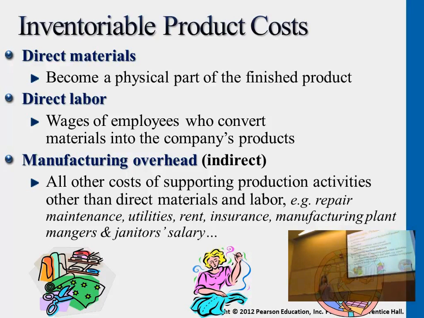A manager's salary for the entire factory, they oversee the entire production line, is also considered an indirect cost. Other indirect costs: repair and maintenance for the machines in the factory that produce multiple product lines, utilities, rent, insurance. All these costs help the production side but can't easily be traced to one specific product. We consider them in the third category, manufacturing overhead.